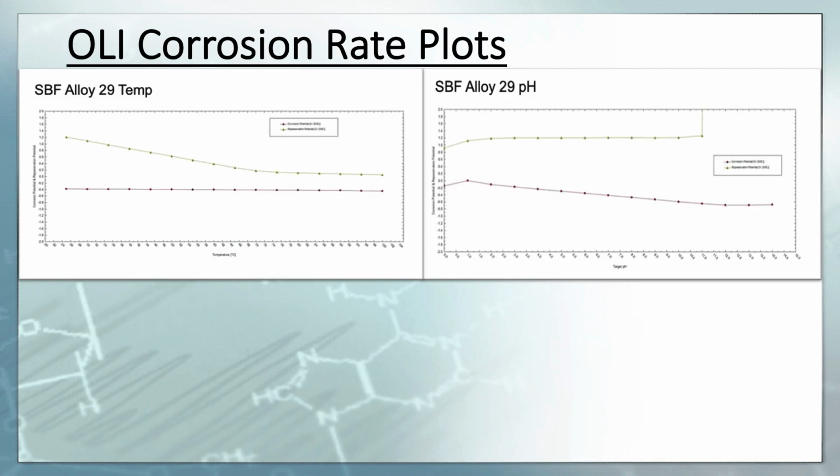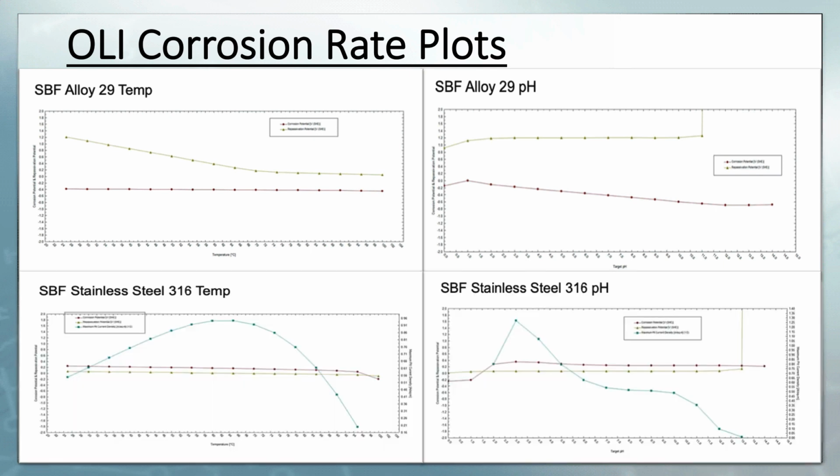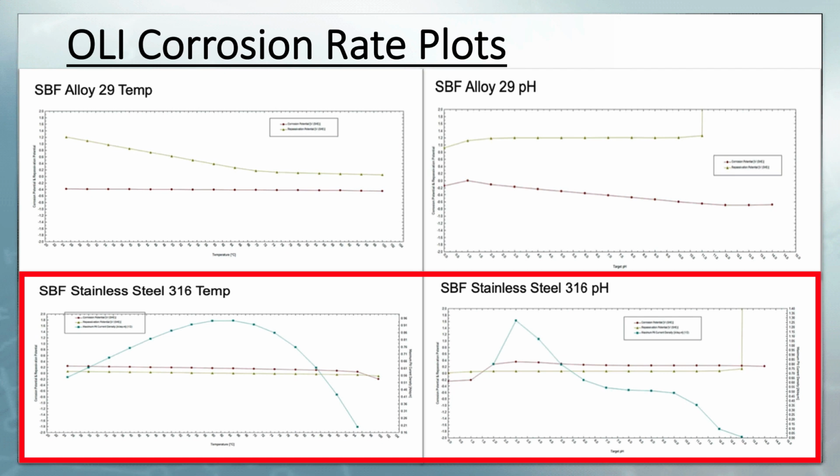Here we can see the corrosion rate plot for alloy 29 by surveying temperature as well as pH. Next, we see the corrosion rate plots for stainless steel 316. Already you can tell a difference when compared to the alloy 29 plots. We see a blue line in the plots. The blue line represents the pitting corrosion that will occur. Any amount of pitting observed will end up compromising the implant.